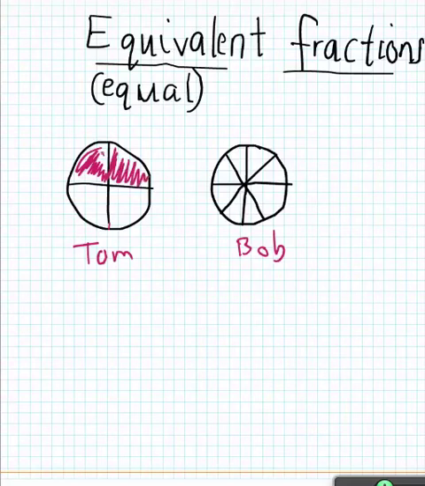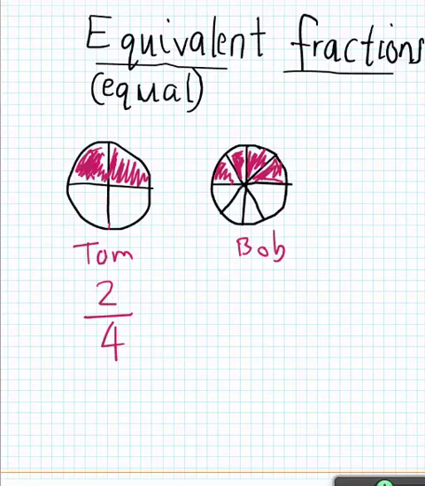So Tom ate 2 pieces, and Bob, well, he decided to eat 4 pieces. So 1, 2, 3, and 4, he ate 4 pieces. Now, to write this as a fraction, we know that to write Tom's pizza, the amount of pieces he ate as a fraction, we count how many pieces do we have all in total altogether? 1, 2, 3, 4. So Tom had 4 pieces, and out of 4 pieces, we can see he ate 2. So that's Tom's fraction of the amount of pieces he ate.